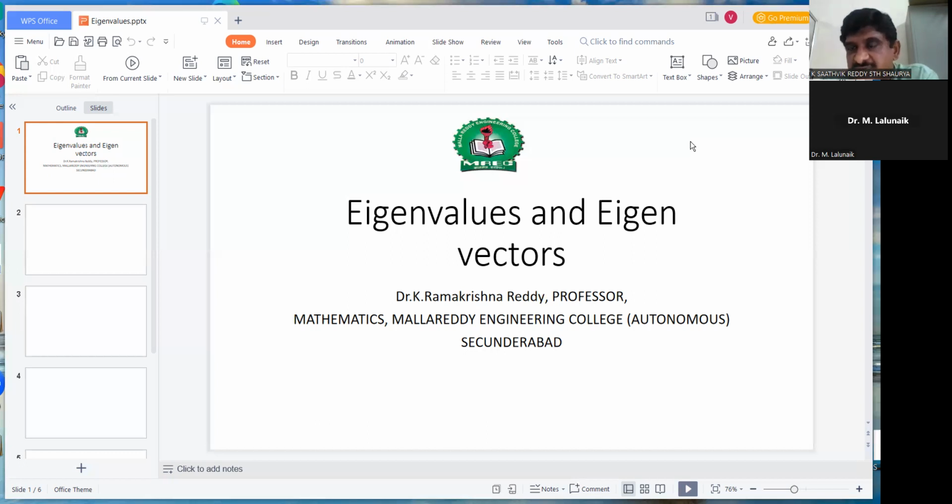Then you can apply this formula in the place of adjoint A. You can write adjoint A as determinant A into A inverse. Then the resulting equation is determinant A into x is equal to adjoint A into lambda x. That means we can reshuffle the equation: determinant A by lambda into x is equal to adjoint A into x. Then comparing this equation with Ax equal to lambda x, that means determinant A by lambda is an eigenvalue of adjoint A. So which proves the statement of this property.